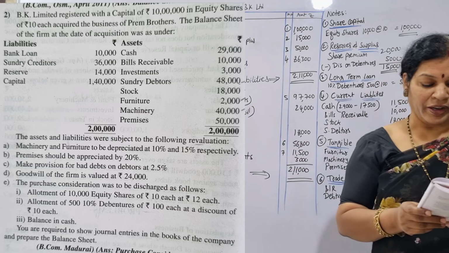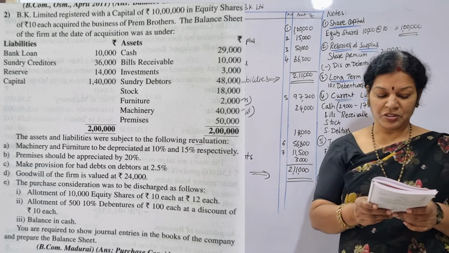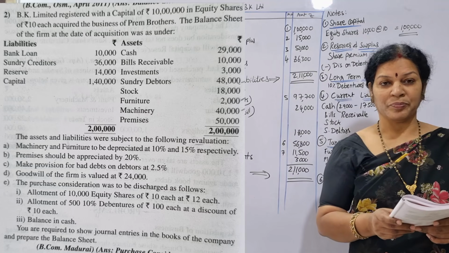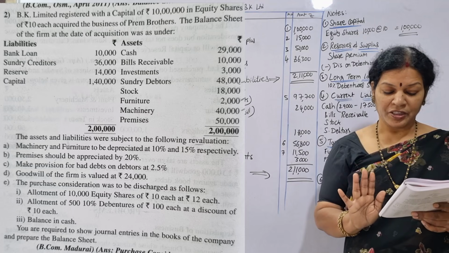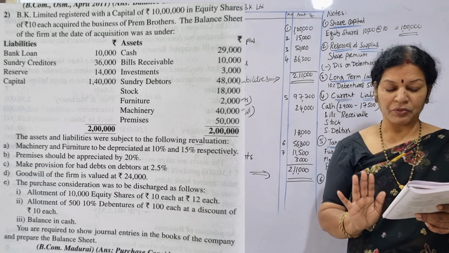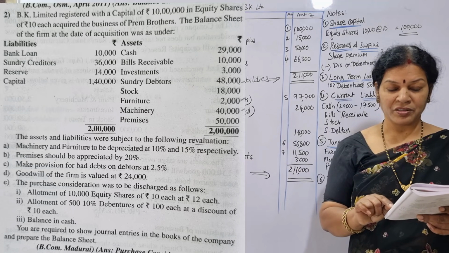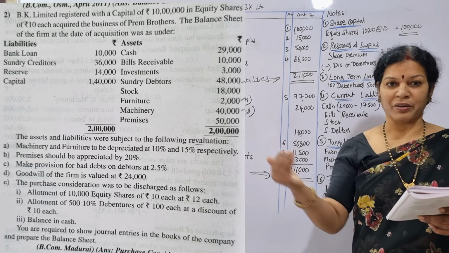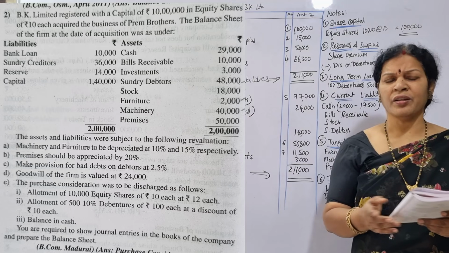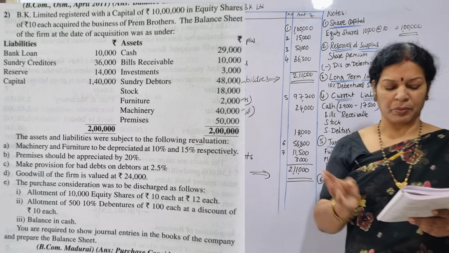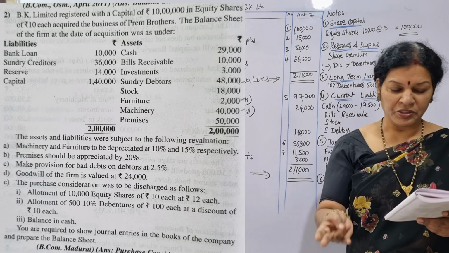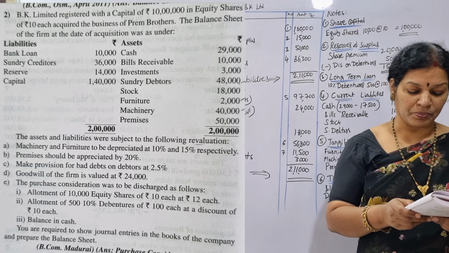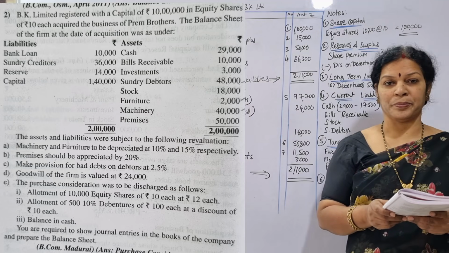Next, allotment of 500, 10% debentures of 100 rupees each at a discount of 10 rupees. Here debentures are 500, each debenture is 100, means 50,000 we have to pay, but this is at a discount of 10 rupees. Just remember this transaction, I'll explain it while working out. And the balance in cash, same as the previous problem: we pay equity shares, debentures, and the rest of the amount in cash. You are required to show the journal entries in the books of the company and prepare the balance sheet.